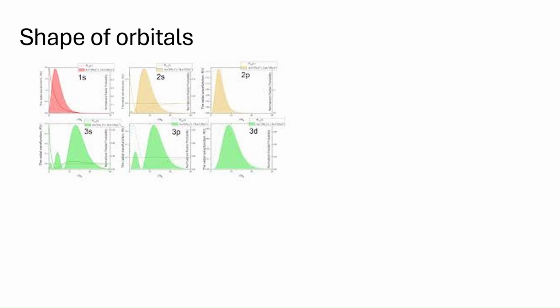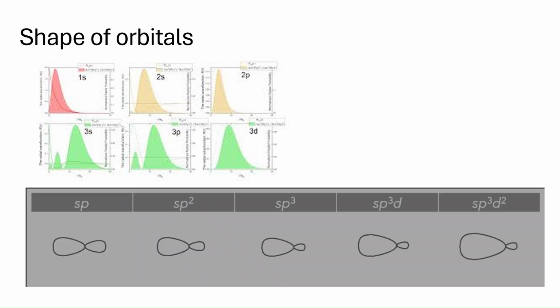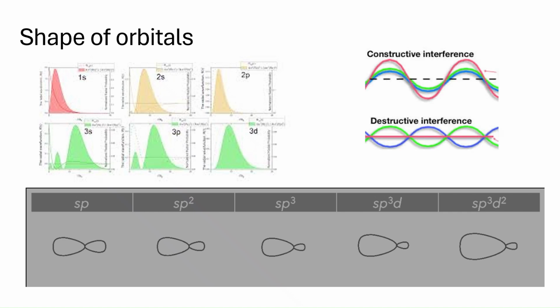First, let's cover a bit more on the shape of orbitals. Recall that we can describe atomic orbitals as wave functions. Constructive and destructive interference are two ways waves combine when they overlap. Constructive interference occurs when waves are in phase. Crest meets crest, trough meets trough, causing their amplitude to add up and create a wave with a larger amplitude.